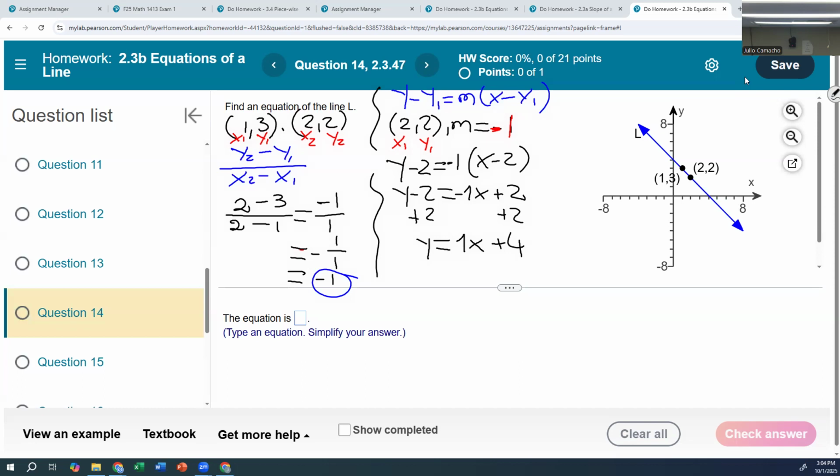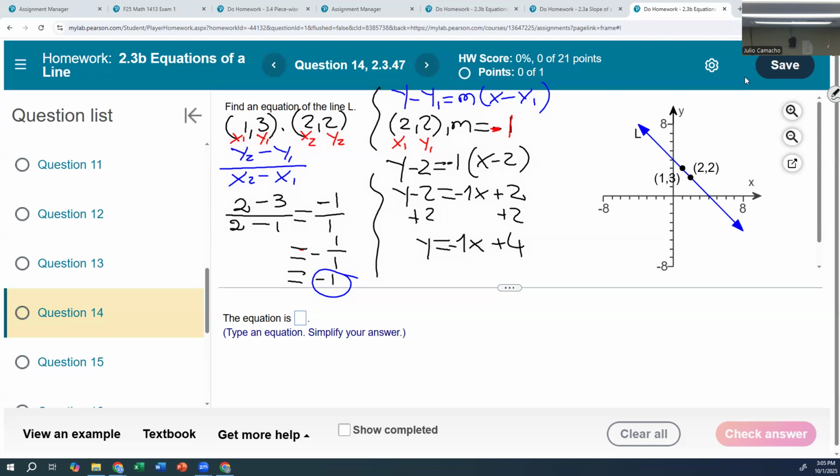The equation of the line is y equals negative 1x plus 4, and it's a negative slope. Again, you have negative 1 times x is negative 1x. Negative 1 times negative 2 is a positive 2. You add 2 to both sides. When you do that, you have a 4.